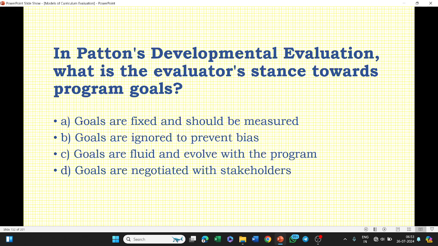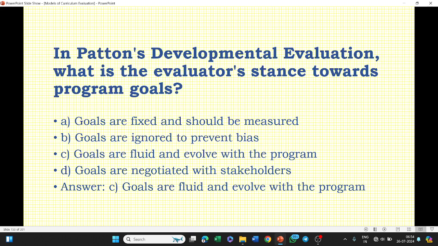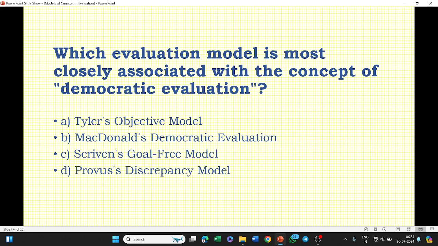Next, in Patton's developmental evaluation, what is the evaluator's stance towards program goals? Options: Goals are fixed and should be measured. Goals are ignored to prevent bias. Goals are fluid and evolve with the program. Goals are negotiated with stakeholders. Answer of this question is option C, that is, goals are fluid and evolve with the program.